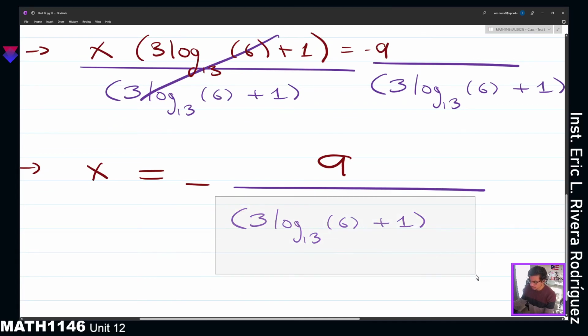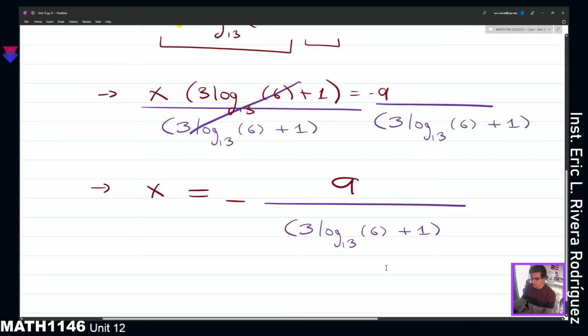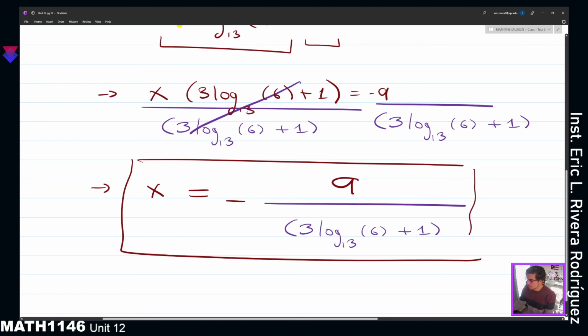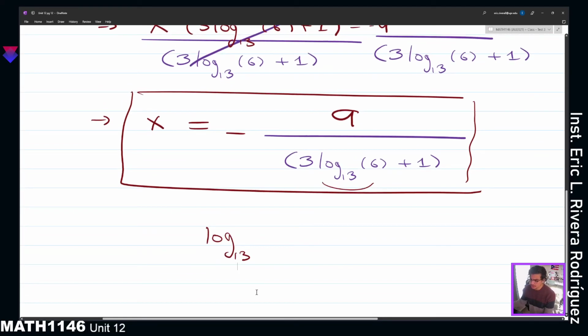A clunky answer to write down. We don't know exactly that value, but we can use the calculator. And again, you want to change the base. If you are using a calculator that doesn't allow you to use 13 as the base, what you want to do is put natural log of 6 over natural log of 13. That way you can evaluate the value of log base 13 of 6.